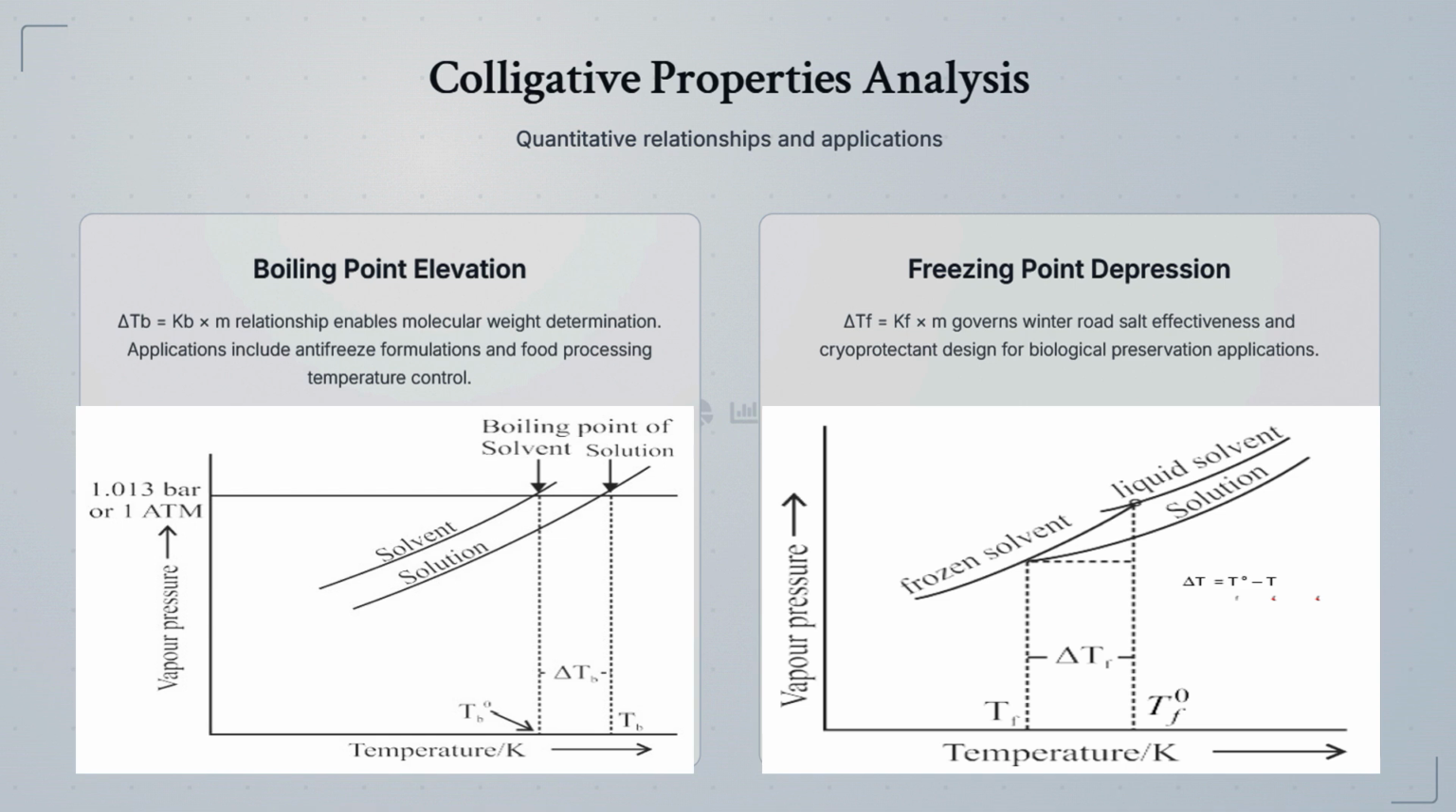Exactly. 3, depression of freezing point, ΔTf. Solutions freeze at a lower temperature than the pure solvent. Same idea, ΔTf equals Kf m. Kf is the molal depression constant or cryoscopic constant. Correct. This is why we salt roads in winter. The salty water freezes at a much lower temperature than pure water. Antifreeze in cars too. Yep.